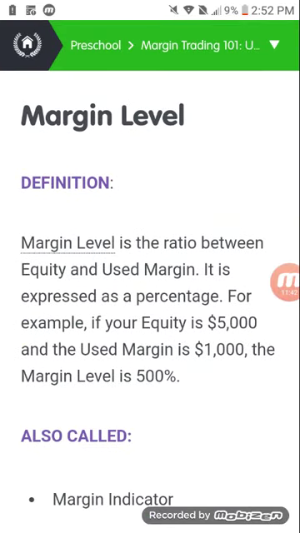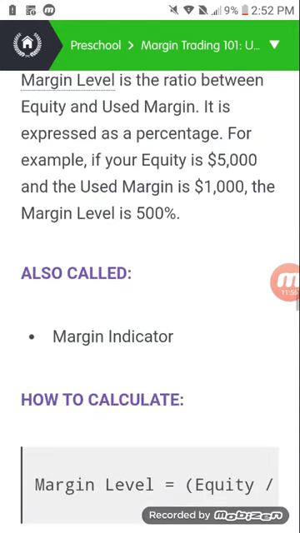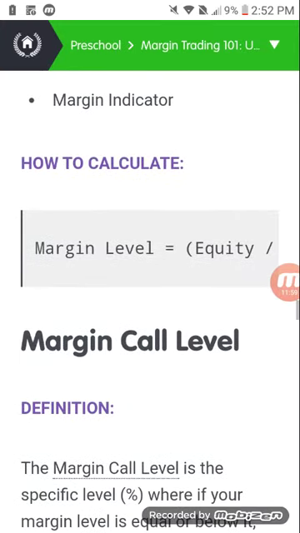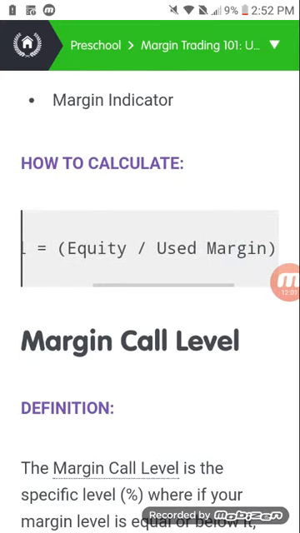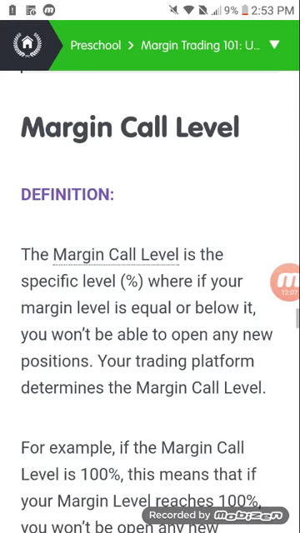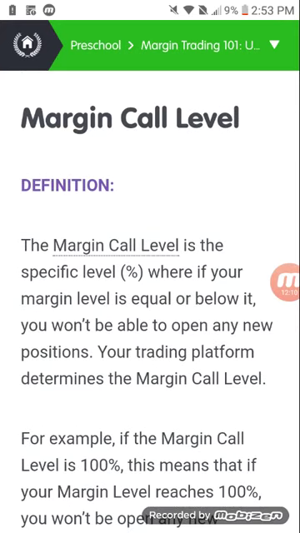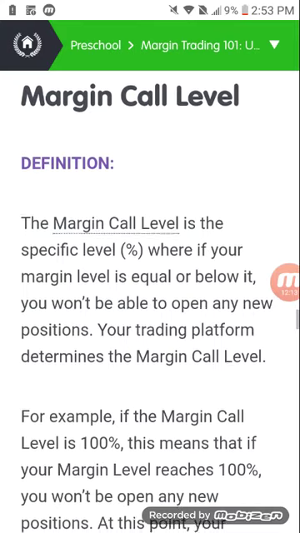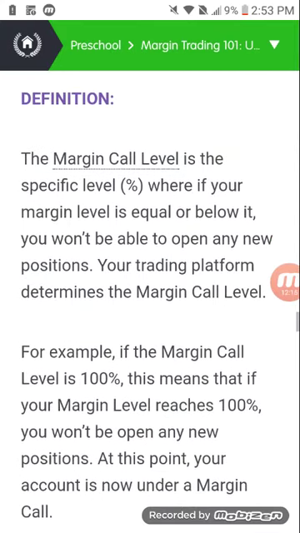So margin level is the ratio between equity and the used margin. It is expressed as a percentage. For example, if your equity is 5,000 and your used margin is 1,000, the margin level is 500%. It's also called the margin indicator. So how to calculate margin level: it equals the equity divided by the used margin, times 100. Okay, so the margin call level is the specific percentage where, if your margin level is equal to or below it, you won't be able to open new positions. If it goes to 100 or equal to that, you won't be able to open new positions. You'll get a margin call.